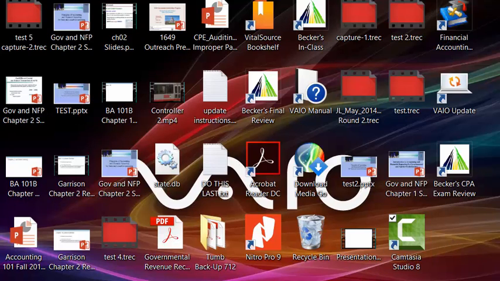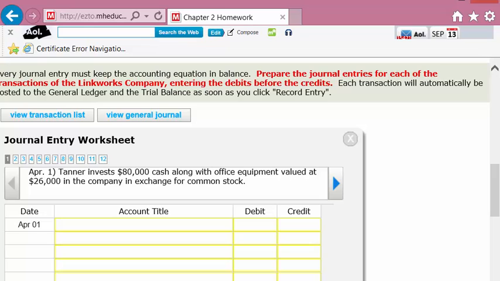Now, let's open up Connect. Okay, there's Connect, and this is problem number 9 in Connect that we're working. They give me the description of what's going on right here, and based on what's being described here, I have to know whether I should debit or credit an asset, debit or credit a liability, etc., right?